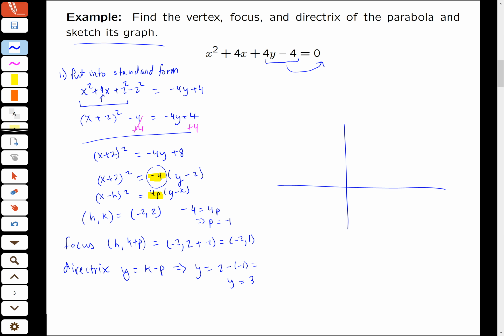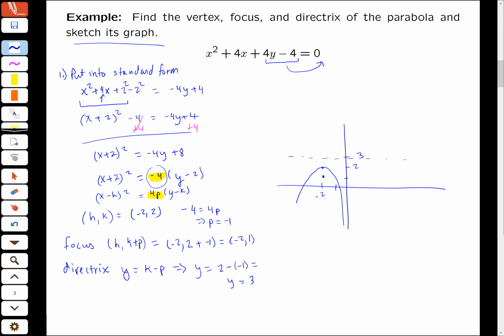What I'm going to do is just sketch the focus, the vertex, and the directrix and approximate the sketch of the graph. So my vertex was negative 2, 2. My focus was negative 2, 1. And the directrix was at 3. Your parabola always opens around its focus. So something like that. And that's our graph.